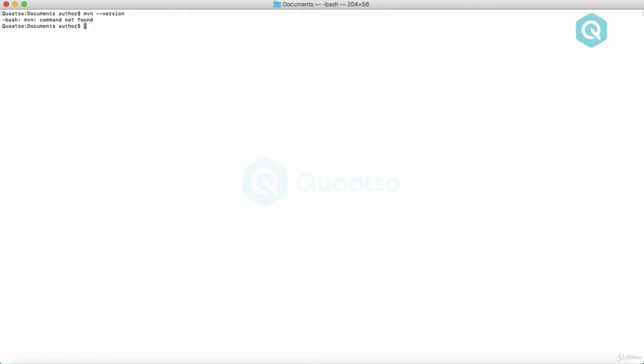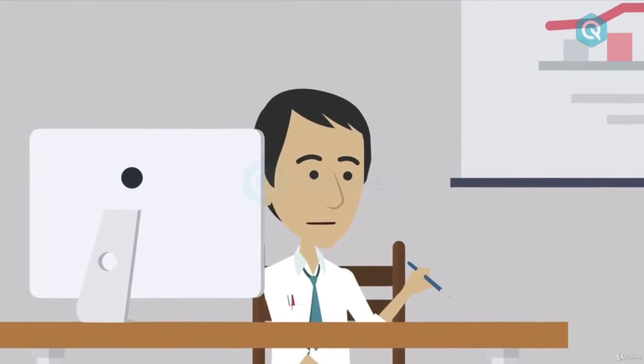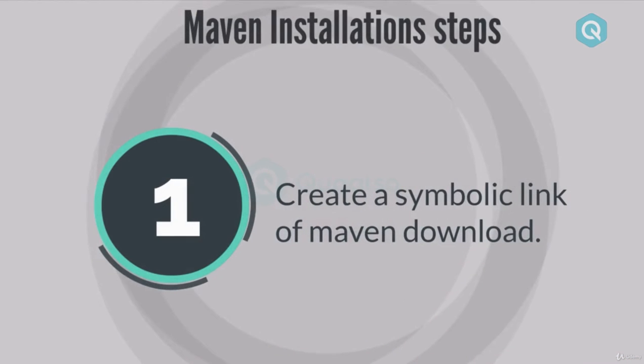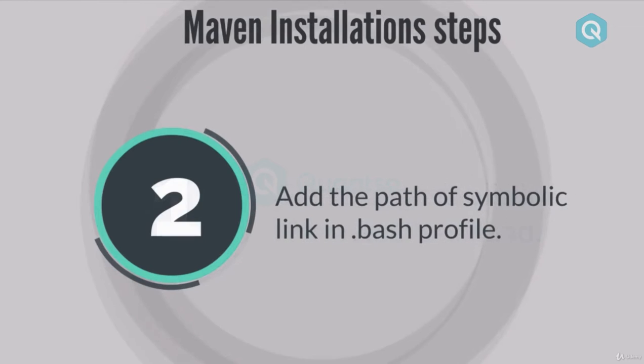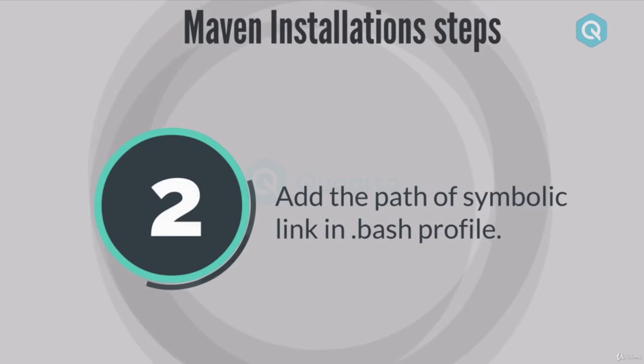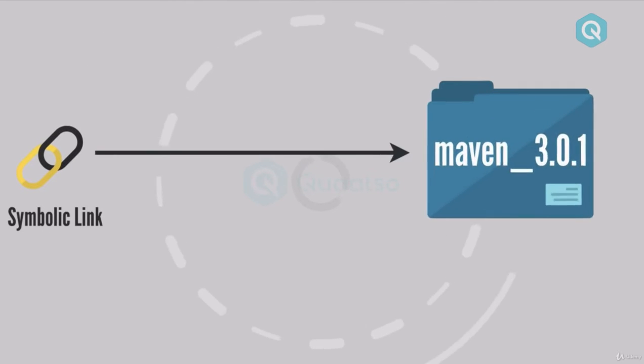In order to execute Maven binaries, we need to set path environment variable. This process requires two steps. First, create a symbolic link of Maven download. Second, add the path of this symbolic link in .bash_profile. The symbolic link acts as an alias pointing to the actual directory.